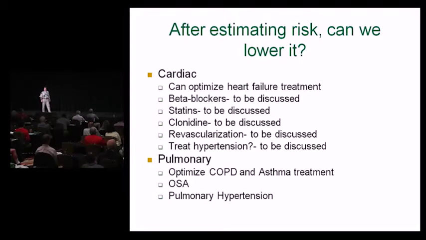So after estimating the risk, what can we actually do to lower it? You're going to hear a lot more about this during the conference over the next few days. From the cardiac side, we can optimize heart failure treatment. Maybe we start beta blockers. You're going to hear much more about that. Maybe we start statins, which is one of my favorite interventions. We'll talk more about that. Clonidine is a possibility. Revascularization is a possibility. We'll talk more about that. And then treating hypertension, and you're going to hear more about that in the next few lectures today.